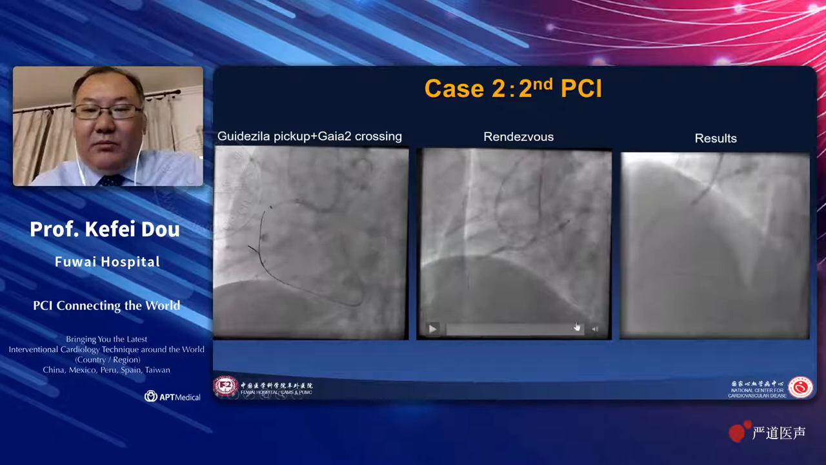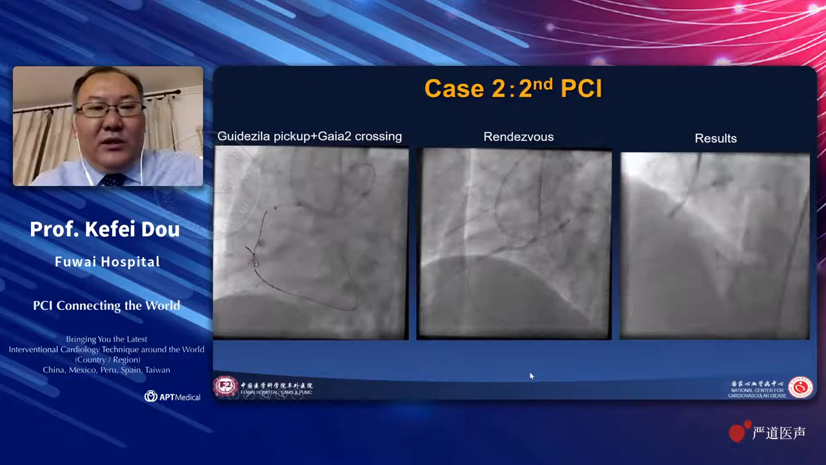So finally, I would like to say that after organizing an effective CTO program, we can do CTO cases very well in a busy and big center. Thank you for your time.